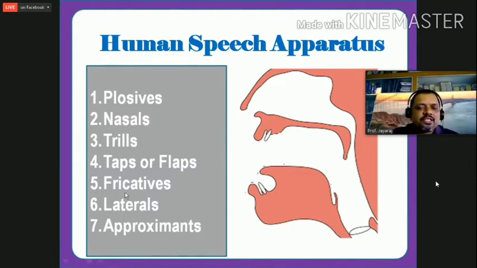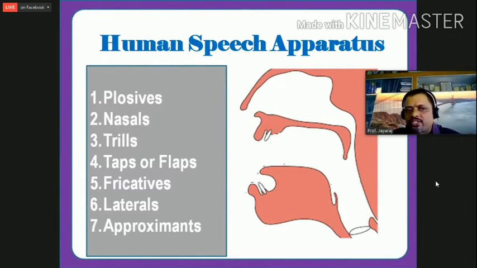And trills. There are some languages, some African languages, that use trills. Those trills are very, very dominant. And taps and flaps, similarly. Fricatives, English uses 9 fricatives. And then laterals and approximants. These are the manners of articulation.